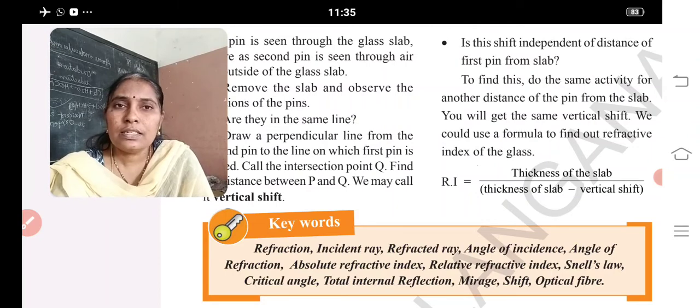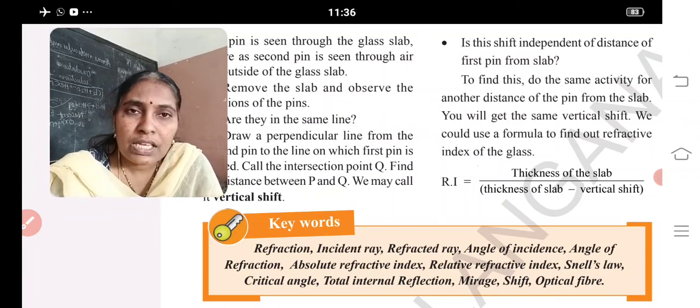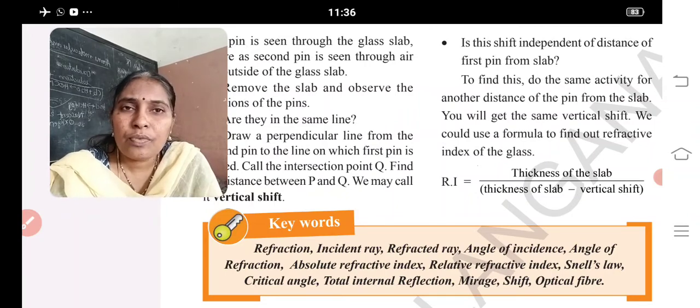On the longer side, whether it is AB or CD, draw one perpendicular line, and on that perpendicular line make a certain angle of incidence. Fix 2 pins. After fixing 2 pins, place a glass slab and observe the image of those pins through the glass slab. Where you get the image, mark those points with the help of a pencil. Remove the glass slab and join them.